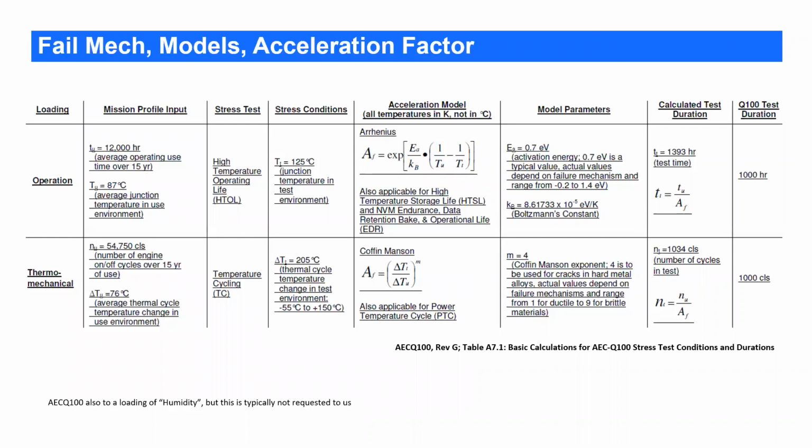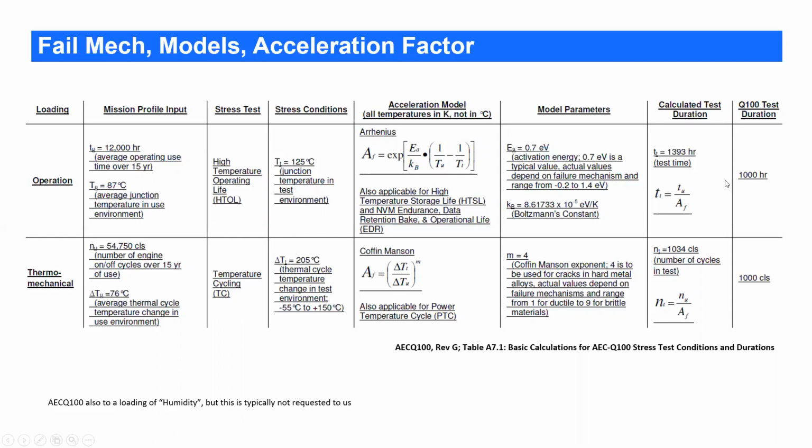Let's go more into a scientific approach right here and go into details how a calculation is done. This is another excerpt of the AEC Q100. And you see just 2 lines in here. The one is the operation, and this refers to HTOL testing. And the other is thermomechanical stress, and this refers to the temp cycling qualification stress test.